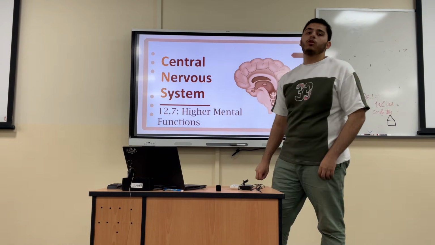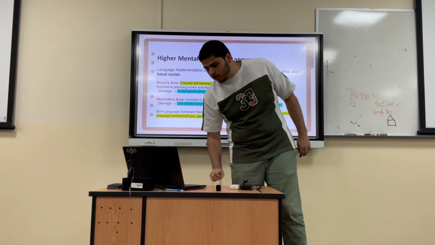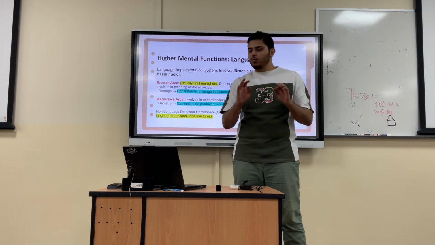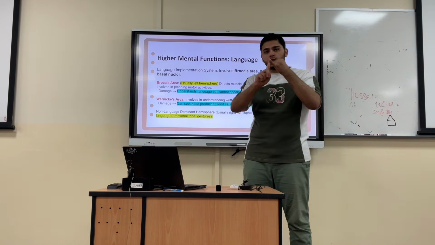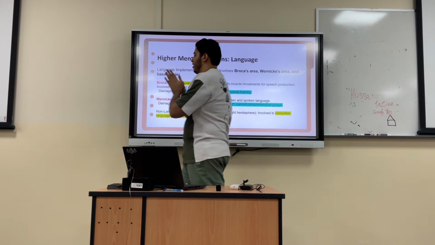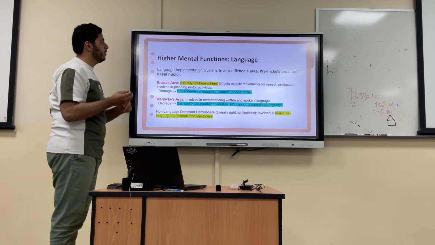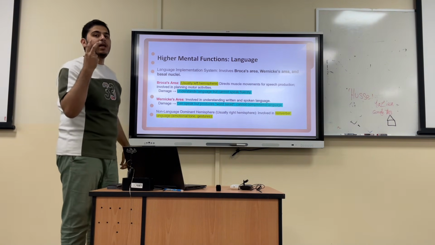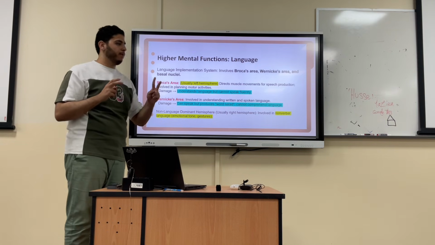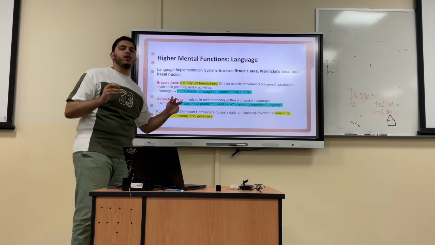Okay, now we will go to the higher mental functions. Higher mental functions. Let's go. The higher mental functions in the brain are language and memory. Now we start with language. Language implementation involves two important areas in the cerebral cortex: Broca's area and Wernicke's area, and also the basal nuclei. But here we will focus on Broca's area and Wernicke's area.